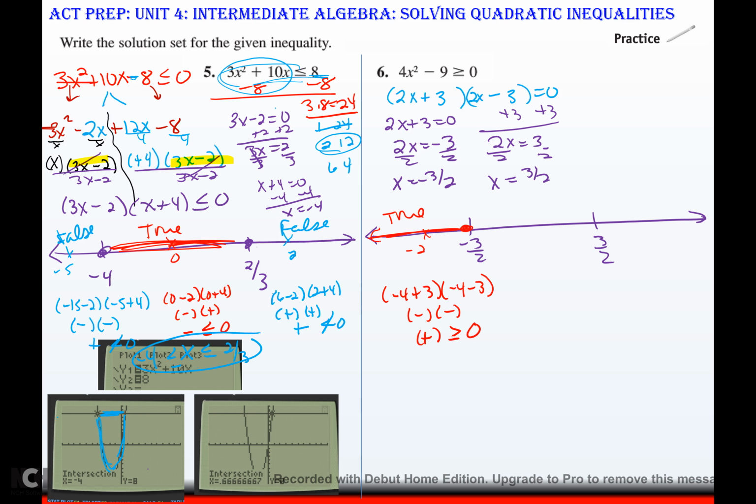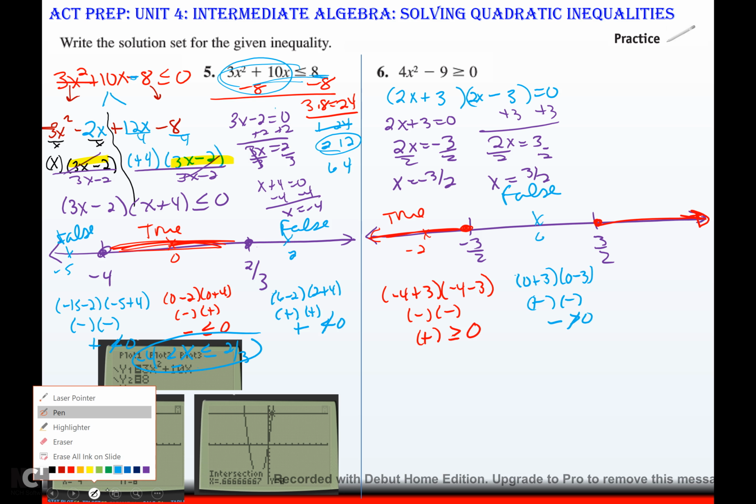And if I was betting money, then I would bet this is also going to be true, because my true-false are going to alternate. But let's check it. If I check the middle, 0's in between there. 2 times 0 is 0 plus 3. 2 times 0 is 0 minus 3. That's a positive. That's a negative. That's a negative, which is never greater than 0. So, like we said, this is false.